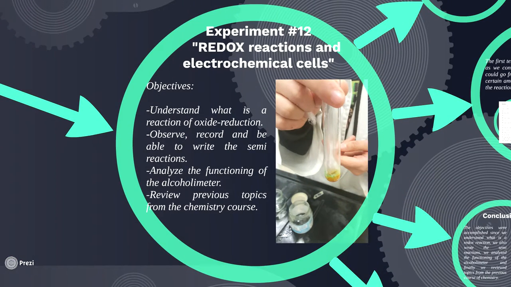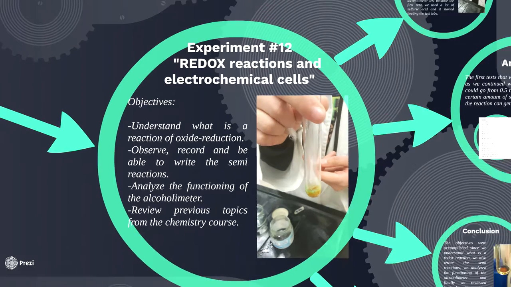Experiment number 12. Redox reactions and electrochemical cells. Objectives. Understand what is a redox reaction. Observe, record, and be able to write the semi-reactions. Analyze the functioning of the alcoholimeter. Review previous topics from the chemistry course.